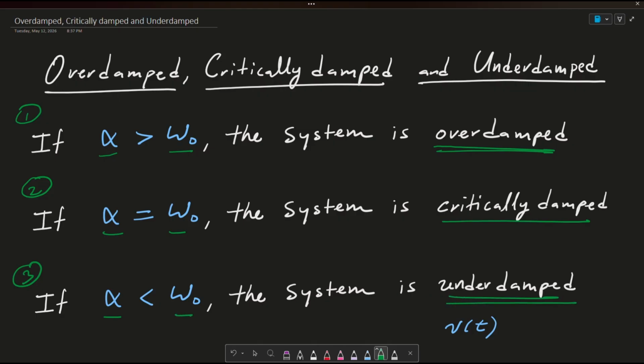Before we move on to all these three cases, recall that this alpha, or again, my damping factor, is equal to 1 over 2RC for the source-free parallel RLC circuit, and omega naught was equal to 1 over the square root of LC. If you need a refresher on this topic, I will post a link to the previous video, which talks about this, in the top right-hand corner of this video.